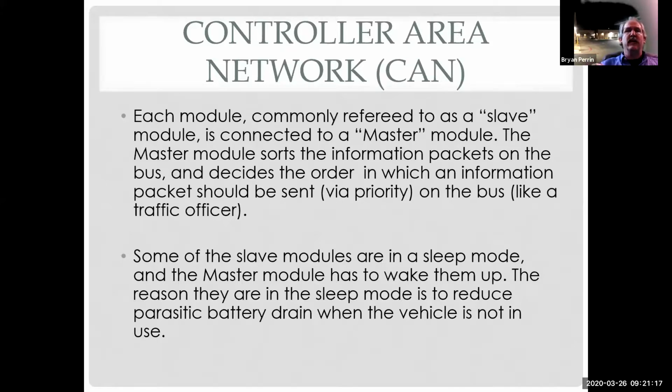You guys can look ahead. Some of the slave modules are in sleep mode. The master module has to wake them up. That is true, and that's true with all networks, even class 2, where we have a master module responsible for waking up the sleeping modules. And we do that to cut down on the amount of current taken out of the battery when the car is sitting. It cuts down on parasitic draw. That way I only need to keep one module awake, and he knows if he needs to wake everybody up. So I only need to use enough energy to keep one module conscious instead of keeping everybody conscious. The reason they are in sleep mode is to reduce the parasitic drain.